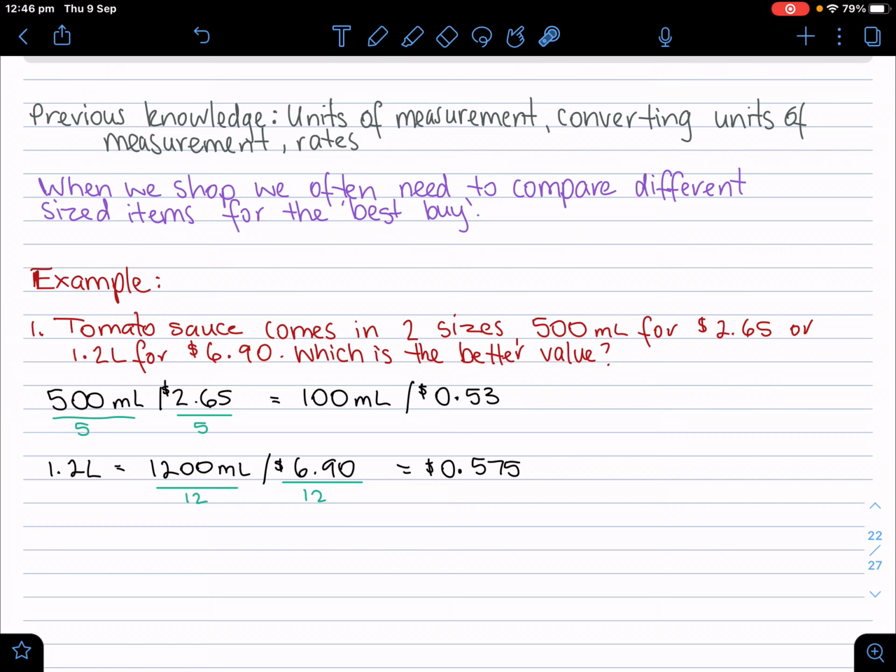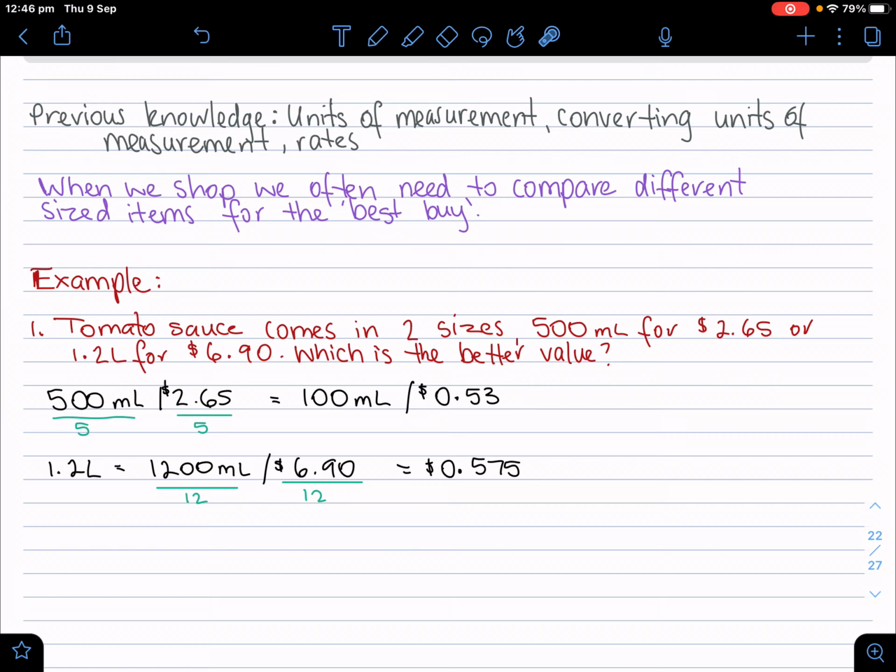Let's look at the example we have here. So tomato sauce comes in two sizes. Either you can buy 500 mils for $2.65, or you can buy the 1.2 litre for $6.90. The question is asking which one is a better value.